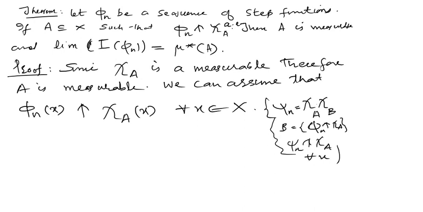So we can replace phi n by psi n in case this convergence does not hold for all x in X. We have already explained this, there is a theorem where we wrote it in full detail. We replace the step function with another sequence of step functions. So we can assume this phi n of x increases to chi A of x for all x in X.